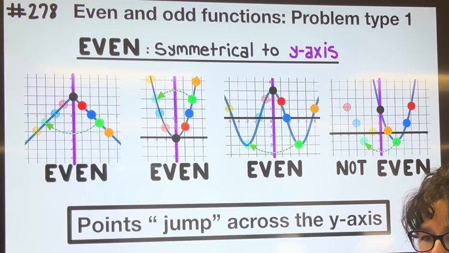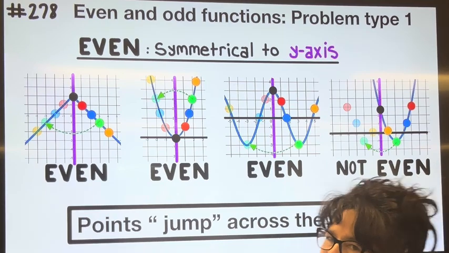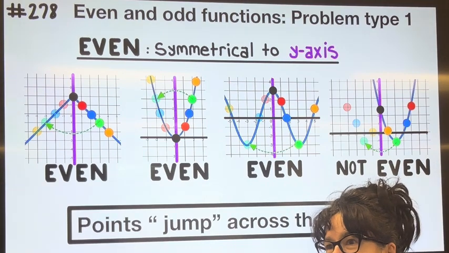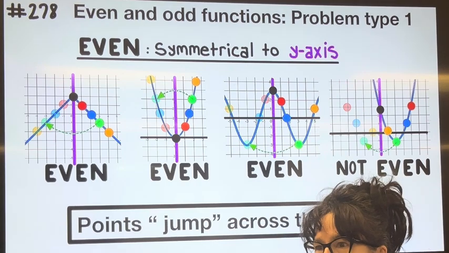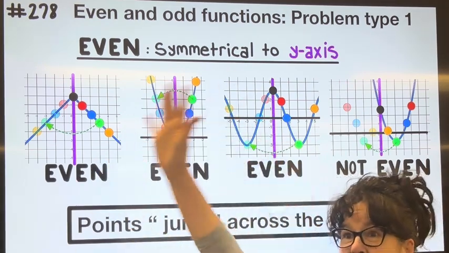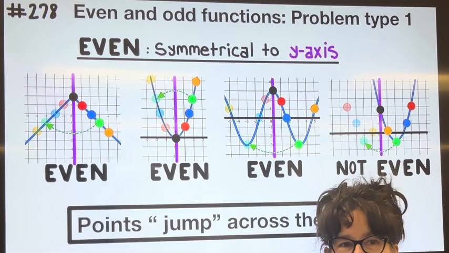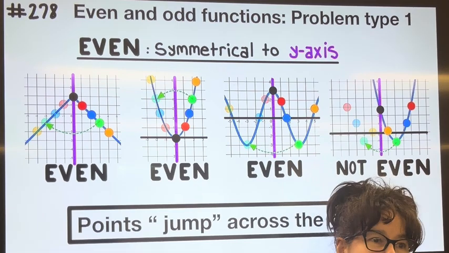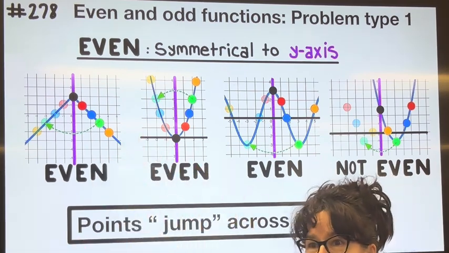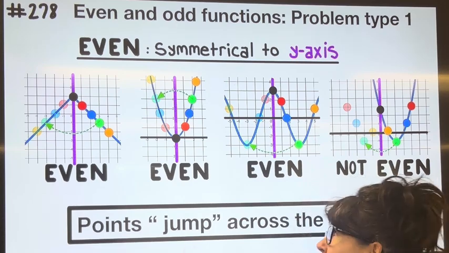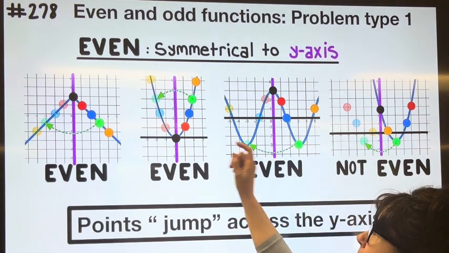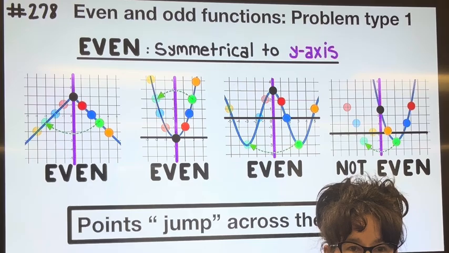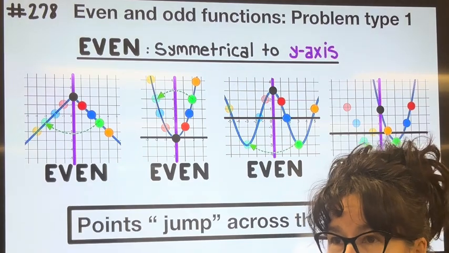So, silly way to remember it. I mean, this really is kind of stupid, I'm not gonna lie, but you're like, greetings, Mrs. Edwards. Even. So when you see me, you can say, even, Mrs. Edwards. And I'll know that you know that if it's symmetrical to the y-axis, then it is known as even.